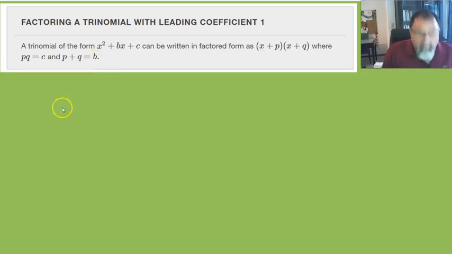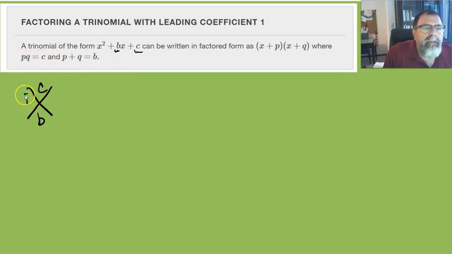I know a lot of high school students around here use this X method, or sometimes called the diamond method, because originally you made a diamond, but that takes more time to write. So you're going to put this number at the top, this number at the bottom, so B and C, and you want to find two numbers that multiply to C. So P times Q would be C, and then they add to B. P plus Q is added to B, and then that's where you get your X plus P, X plus Q.